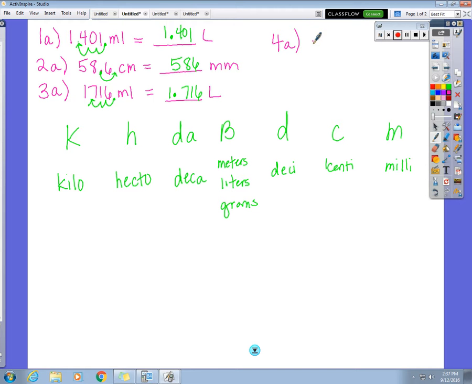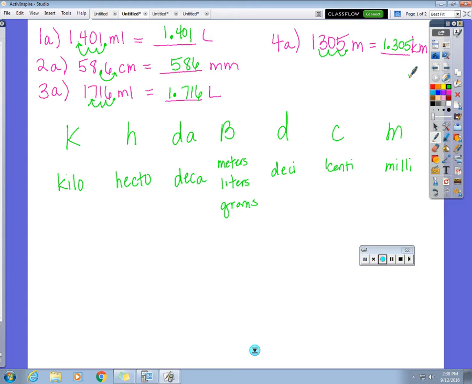4a, we have 1,305. Okay, 4a, you have 1,305 meters, so you'll be starting out in the middle at meters. And then you're moving to kilometers. Okay, where's the decimal point currently with this number? At the end, right? So from meters to kilometers means you move here over here. So that's 1, 2, 3 to the left. So if I move it 1, 2, 3 to the left, it ends up 1.305.